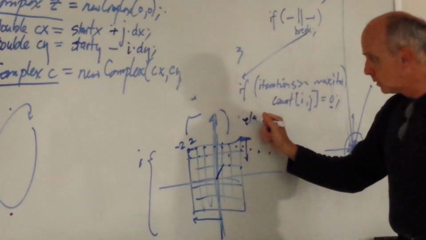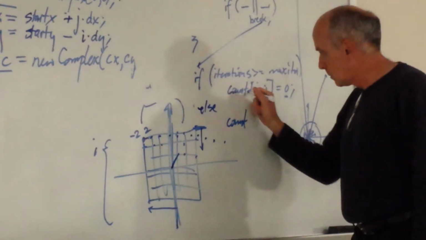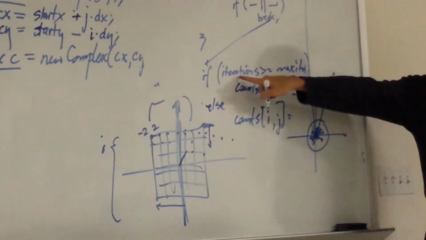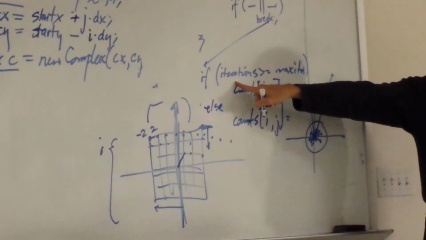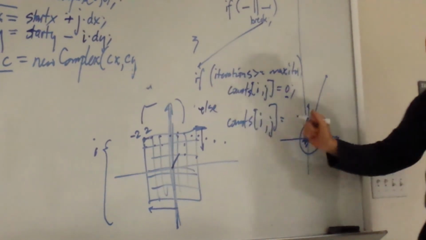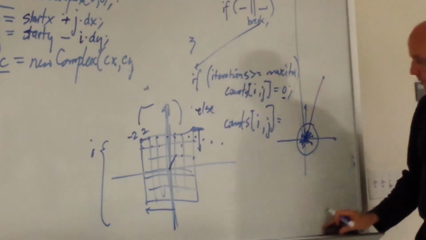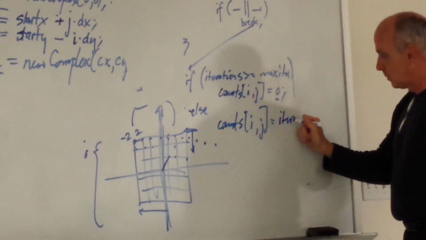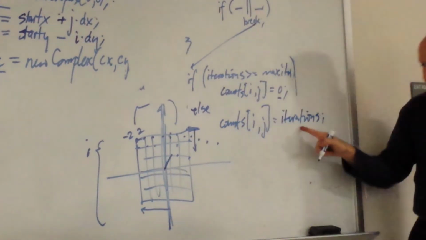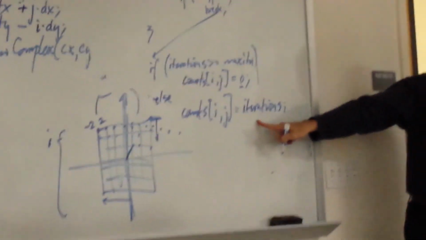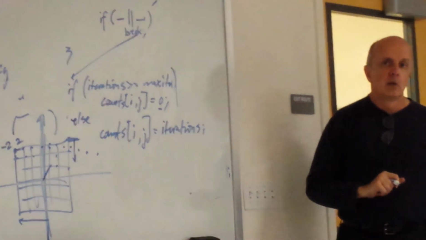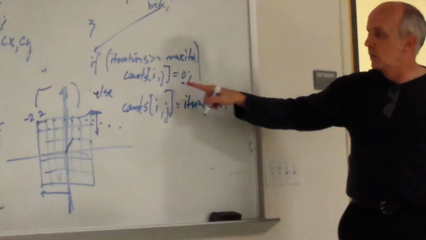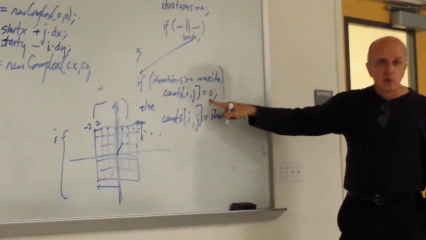In the else case, though, the number I want to preserve is however many iterations I used. So whatever that count is, that's the number that I'm going to preserve. That number is going to be a number from 0 to 100. A 0 means it's in the set.